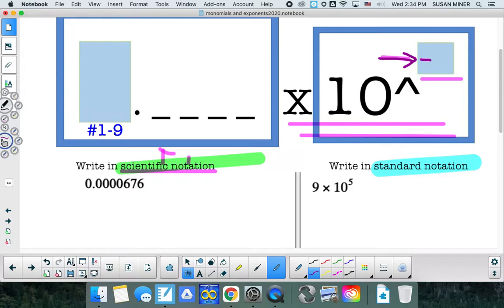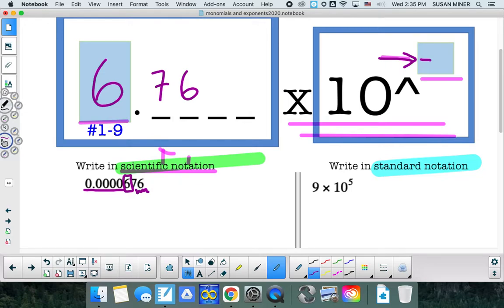Then I need to have a number in my ones place. So in order to put a number in scientific notation, what I do is I look until I get to the very first non-zero number. So find the non-zero number, and that's going to be the number that goes in my ones place. Then any numbers behind it are going to be my decimal places here. Okay, now the only thing I need now is to fill in my exponent number.